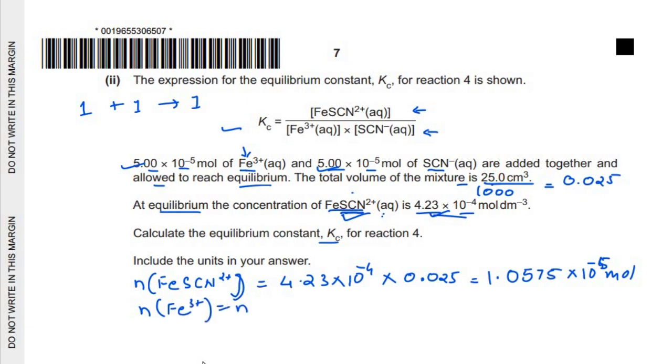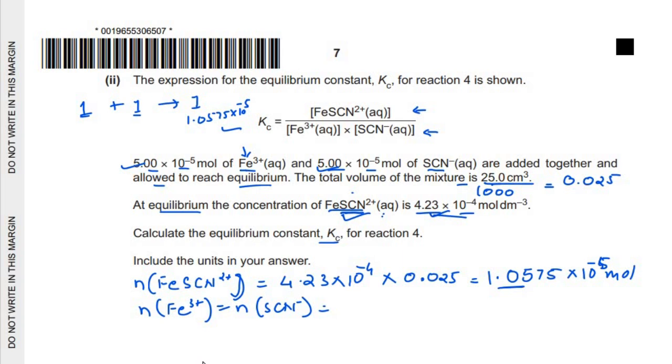So if we directly calculate the moles of reactants, the moles of Fe3+ equal the moles of SCN-, because both starting moles are the same, and at equilibrium also they will be the same because they are in the ratio of 1:1. Now I'm going to subtract this value from the initial moles, because if all are in the ratio of 1:1 and 1.0575 × 10^-5 moles of product are formed, then obviously this many moles are used up from the reactants.